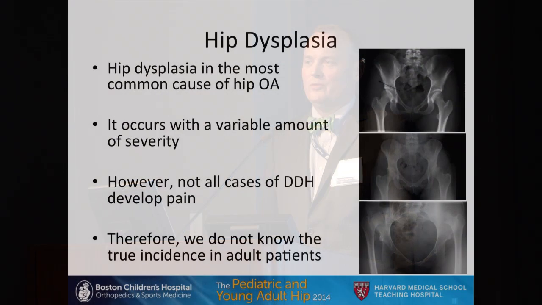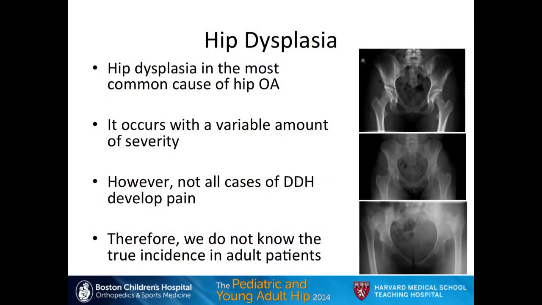That gets to the point that not all cases develop pain. And therefore, we don't know the true incidence in adult patients. This is going to become a common theme here: the common statement when we talk about natural history is we don't really know the denominator. We don't know how many people are walking the streets of Boston and the rest of the world with a weird-looking hip x-ray, but never seem to get into trouble with it.